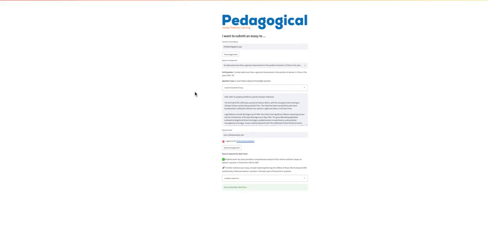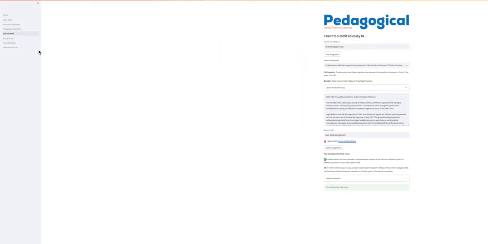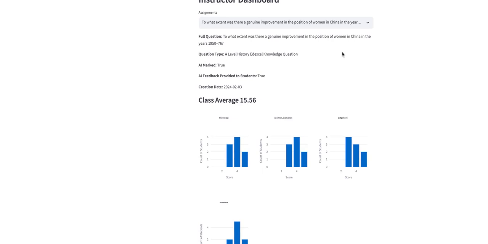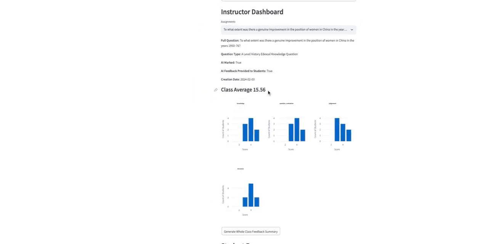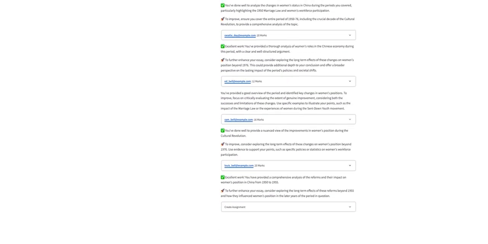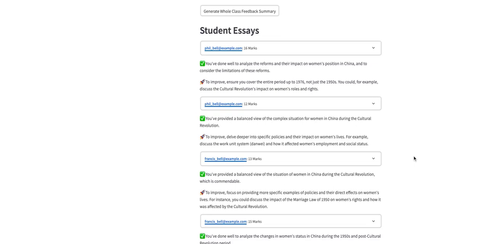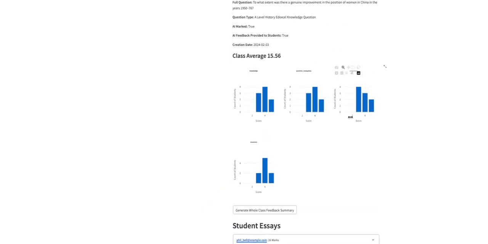So then, if I go to my instructor dashboard, this is my instructor dashboard for this question. And I can see the class average is 15.56. I can see all the student essays who submitted, and for each of the essays I can see the short version of the feedback under the person. I can see what marks they were given.